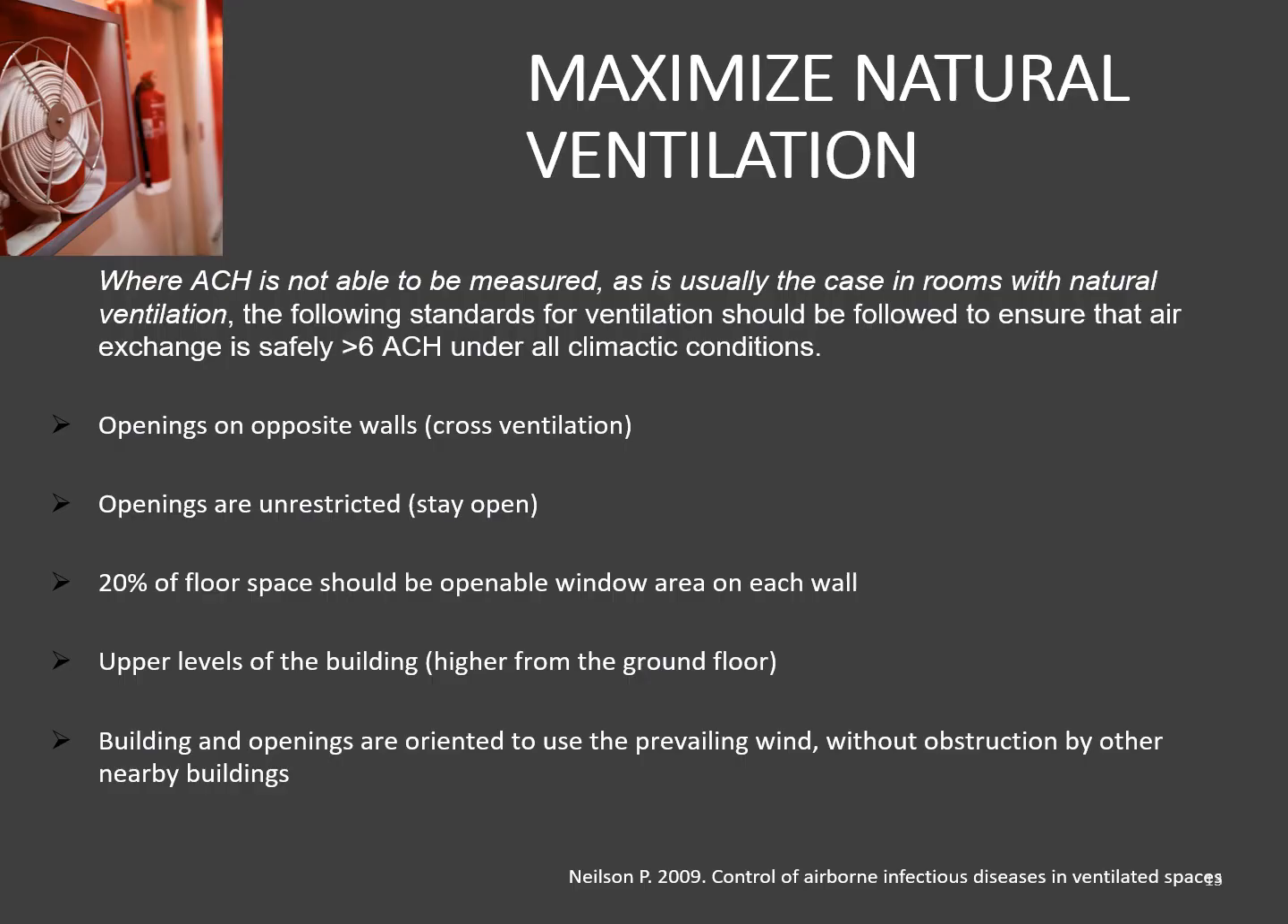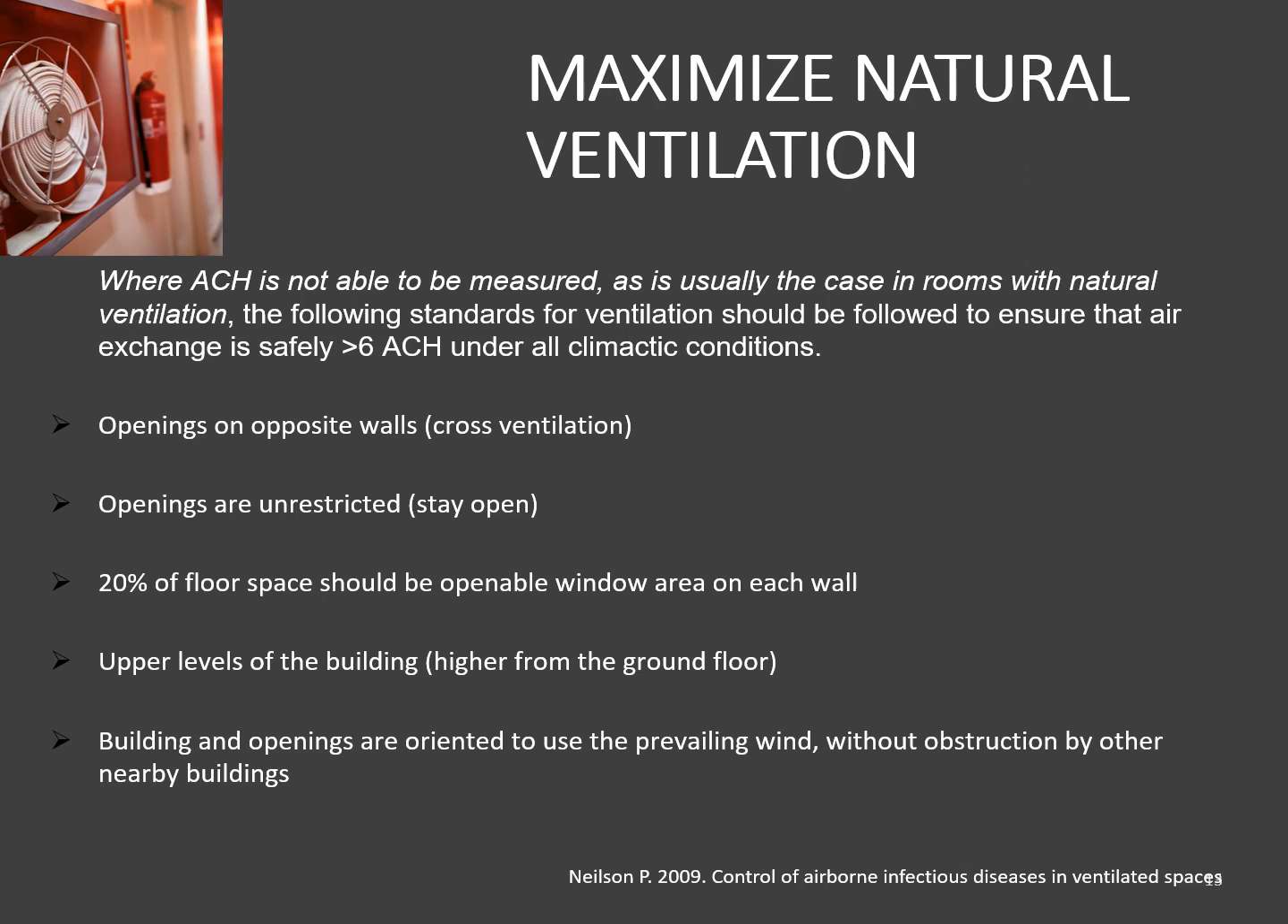Then to maximize the natural ventilation, where air changes are not able to be measured, as is usually the case in rooms with natural ventilation, the following standards shall be followed: openings on opposite walls, such as cross ventilation. Openings are unrestricted. 20% of floor space should be openable window area on each wall. Upper levels of the building should be higher than the ground floor. And buildings and openings are oriented to use the prevailing wind without obstruction by other nearby buildings. So that's how we can maximize the natural ventilation.